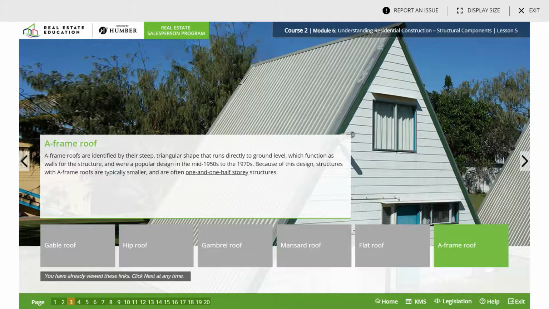A-frame roofs can be identified by their steep rectangular shape that runs directly to the ground level, which function as walls for the structure, and were a popular design from the mid 1950s to the 70s. Because of this design, structures with A-frame roofs are typically smaller and are often 1.5-story structures.